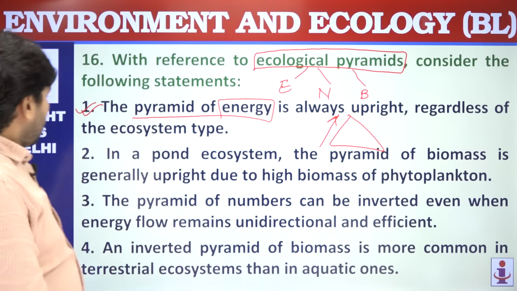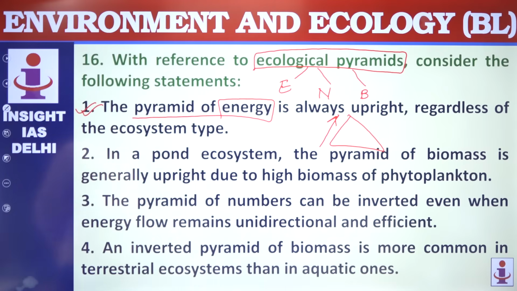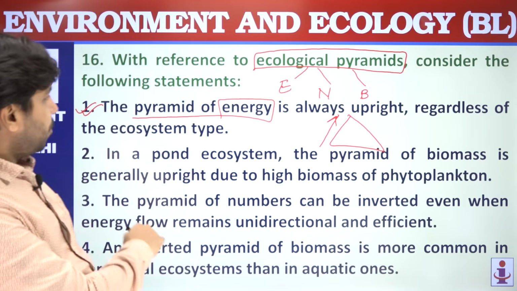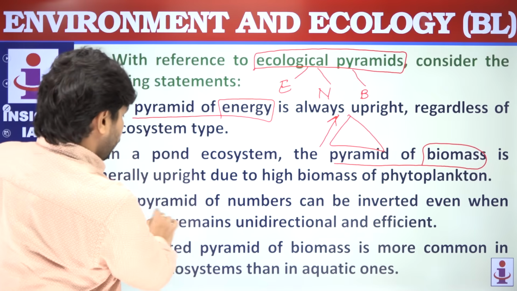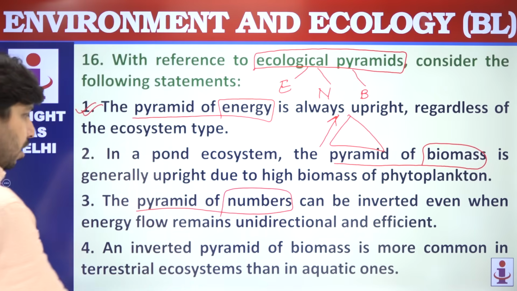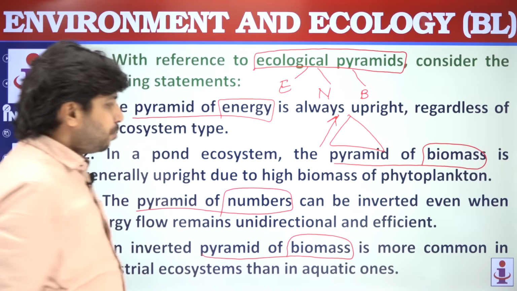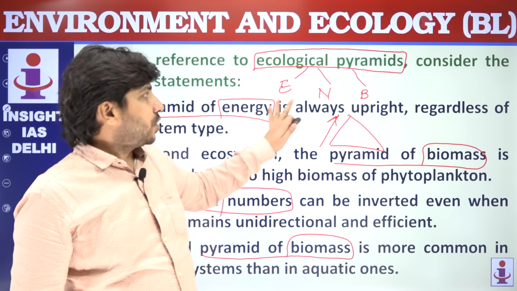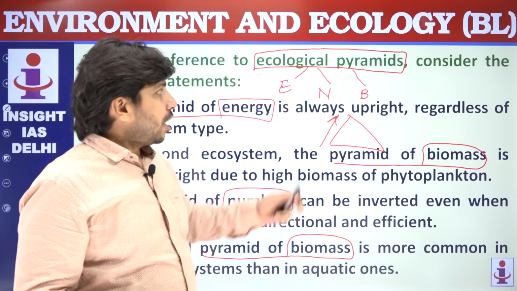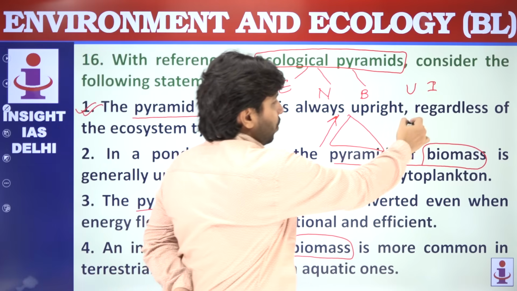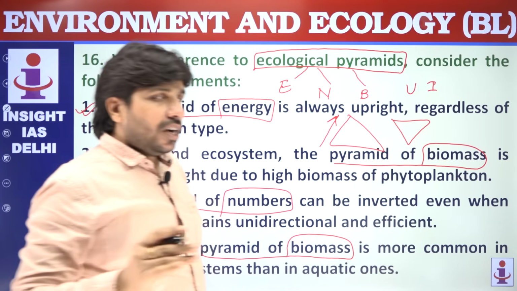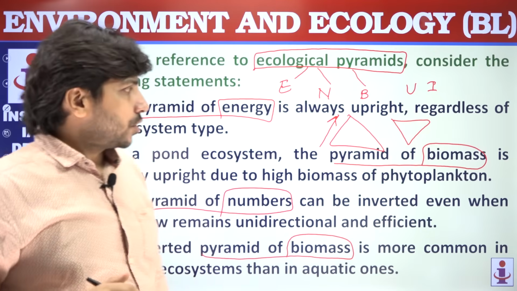This is upright. In a pond ecosystem, the pyramid of biomass is generally upright due to the high biomass of phytoplankton. Four statements are given regarding different pyramids. The first is about the pyramid of energy, the second about the pyramid of biomass, the third about the pyramid of numbers, and the fourth about the pyramid of biomass. These are the three kinds of pyramids: energy, number and biomass. They can be upright or inverted. This one is upright, inverted will be this one. Different kinds of ecosystems have different kinds of pyramids.